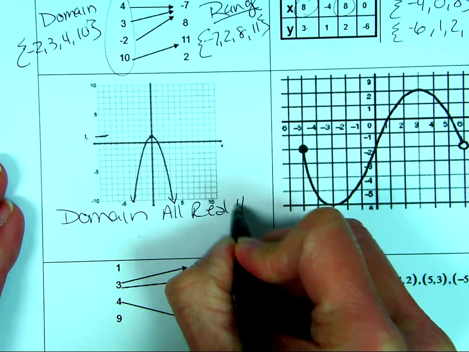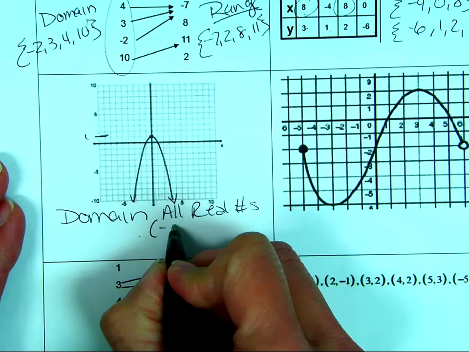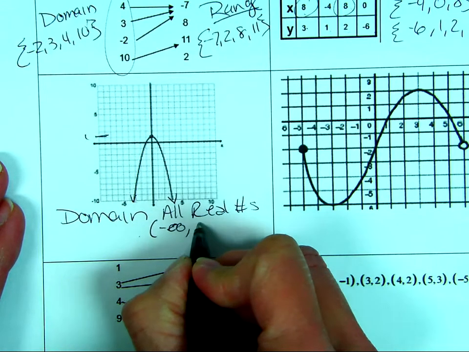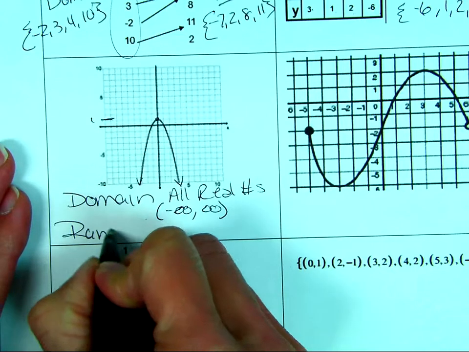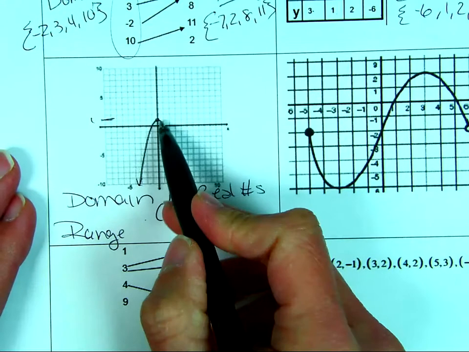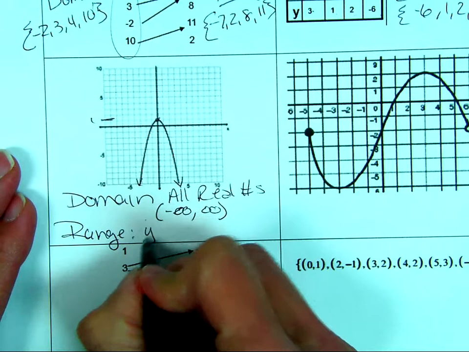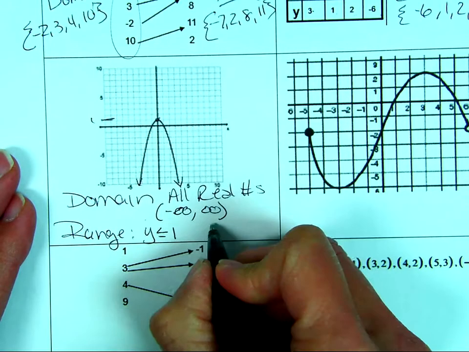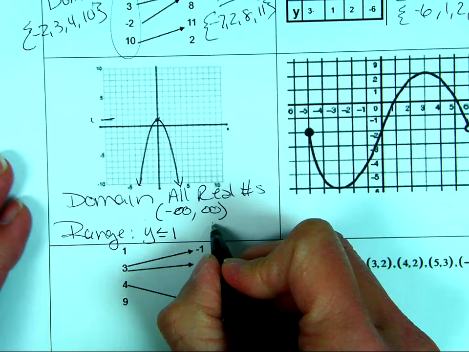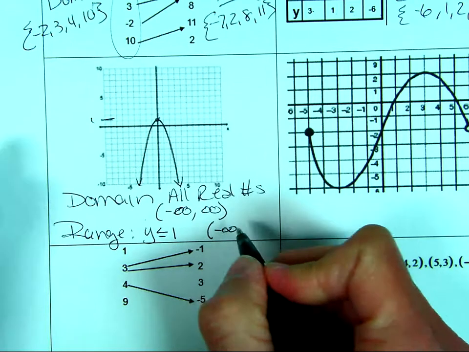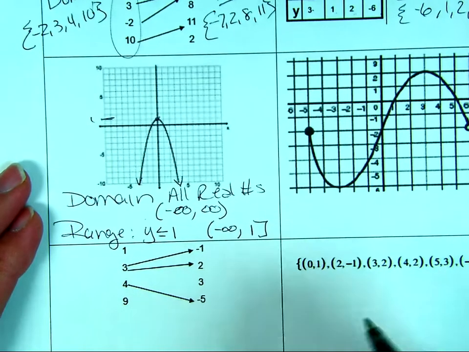If you want to write that in interval notation, remember it's going to be negative infinity to positive infinity. And if I was going to do my range, there's actually a point where it starts and then it goes down forever. So that little part is 1. So we would say y is less than or equal to 1. And if I was going to write that in interval notation, I would say negative infinity because it goes down forever. And then square bracket with the 1 because it includes that one.